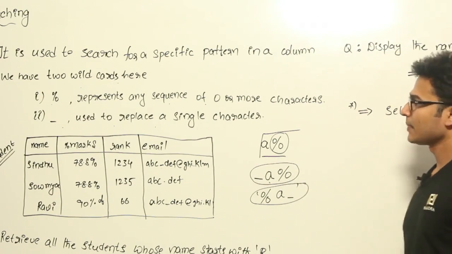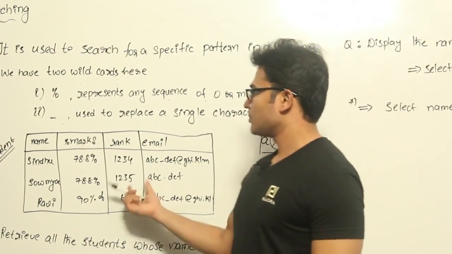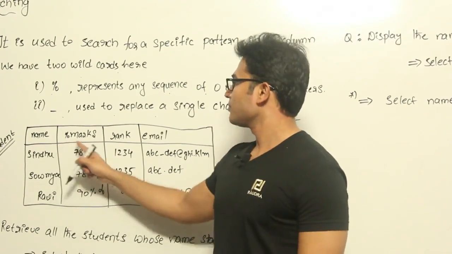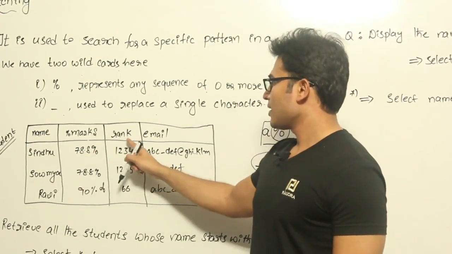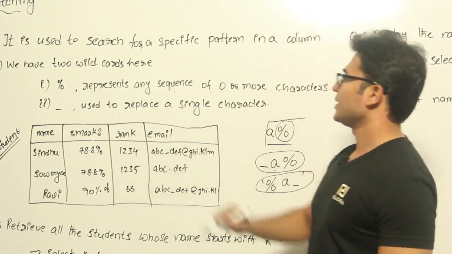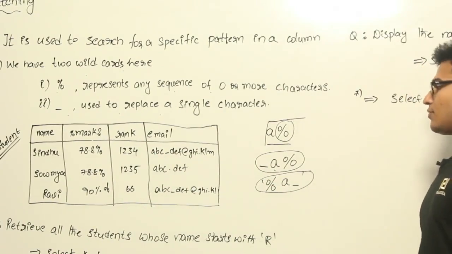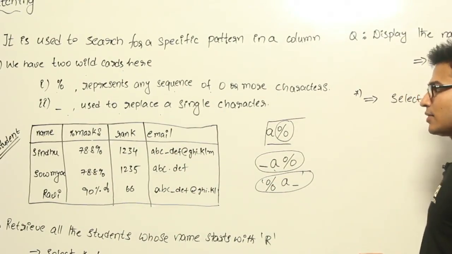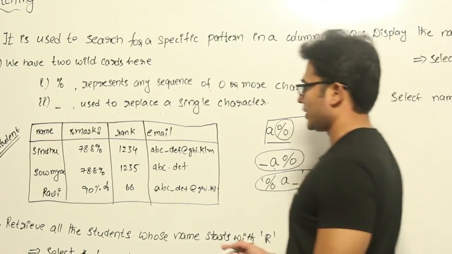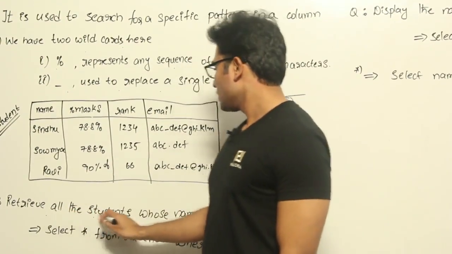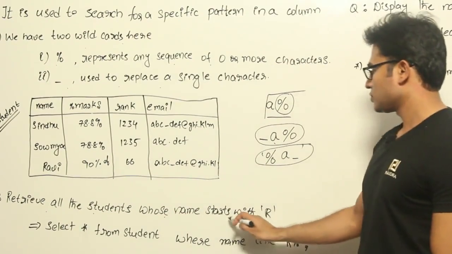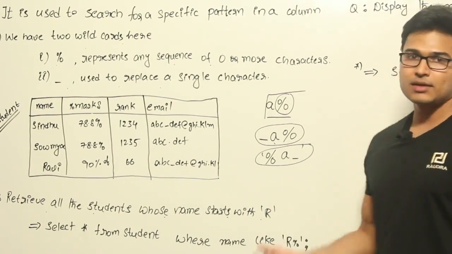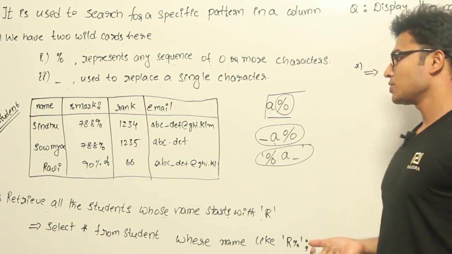And you can get the data accordingly. Now let us assume that we have a table like this. It is having name, percentage marks, rank and email ID. Now from this we want to retrieve the data based on pattern matching. Now let's see how we can do it. Retrieve all the students whose name starts with R.